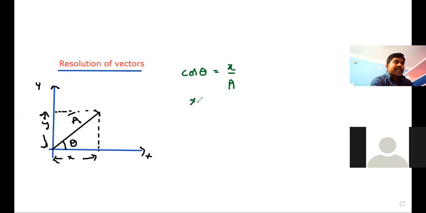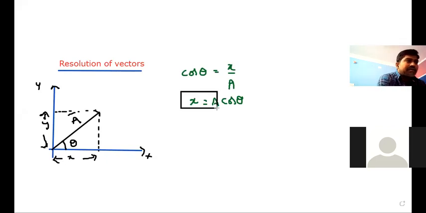Then what can we write for x? That is a cos theta. x is nothing but a cos theta. So that is the x component. One component was calculated here. And what about the other component?